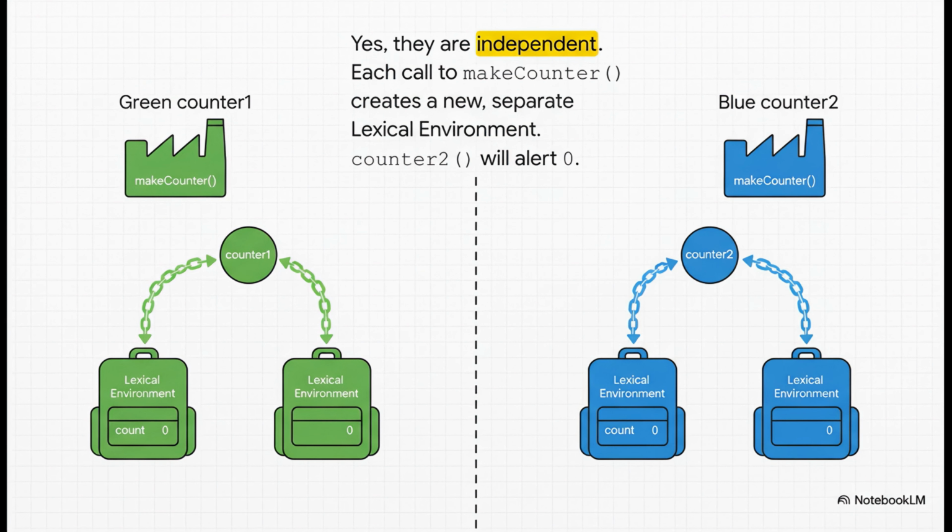The answer is they're completely independent. counter2 is going to alert 0, and why is that? It's because every single time we call makeCounter, it manufactures a brand new, totally separate hidden backpack with its own fresh count variable inside. counter has its backpack, and counter2 has its own backpack. They don't know about each other at all.